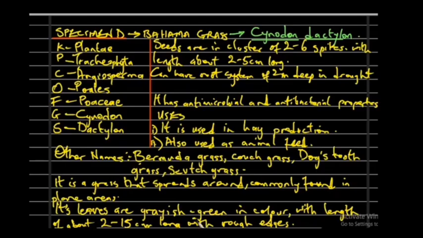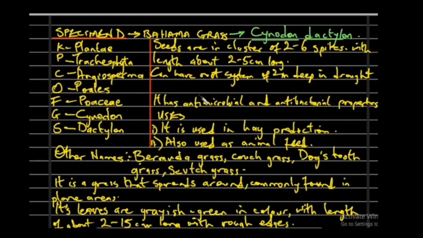The seeds of this particular plant are clustered together, and they have clusters of 2 to 6 spikes with length about 2 to 5 centimeters long. I'll show us what the spikes look like. And each of these plants can have a root system 2 meters deep when drought comes. So when there is lack of water, this plant can still survive with its roots being deep, reaching about 2 meters in length. It has antimicrobial and antibacterial properties.